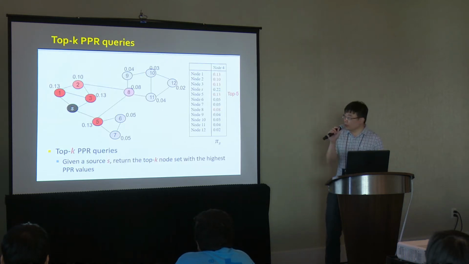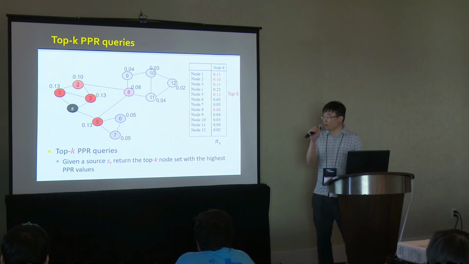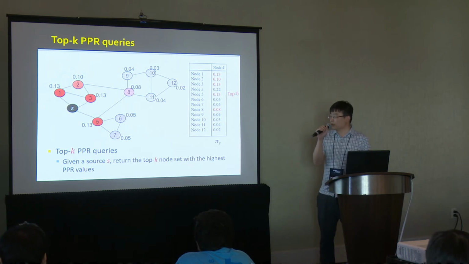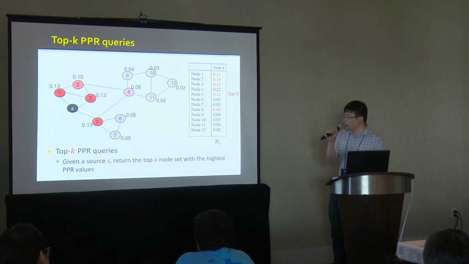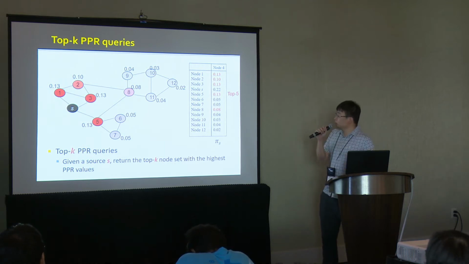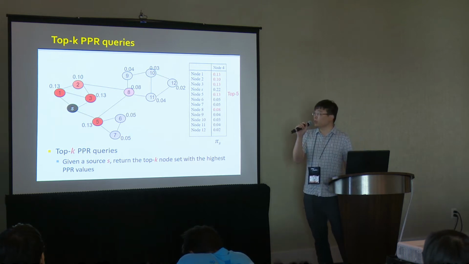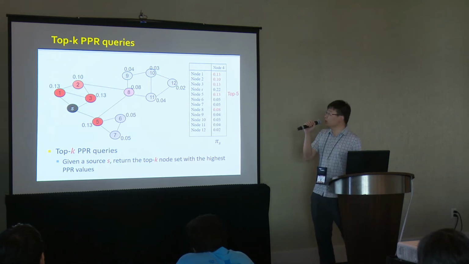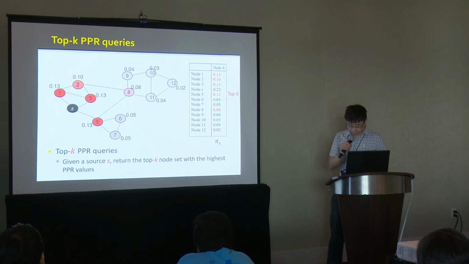We are interested in computing TopK PPR queries. That is, given a source S, return the top K node set with the highest PPR values. In this case, the top 5 node set of this source S is simply the reddish nodes, that is 1, 2, 3, 5, and 8.